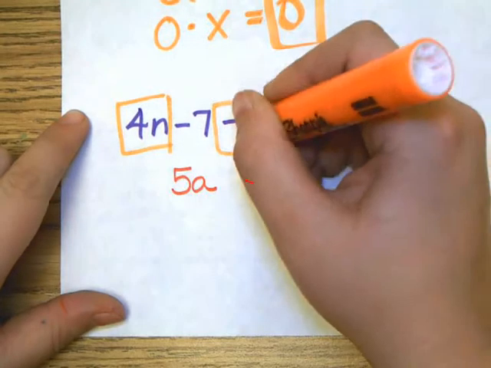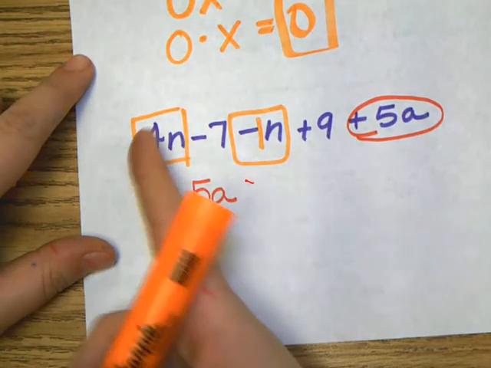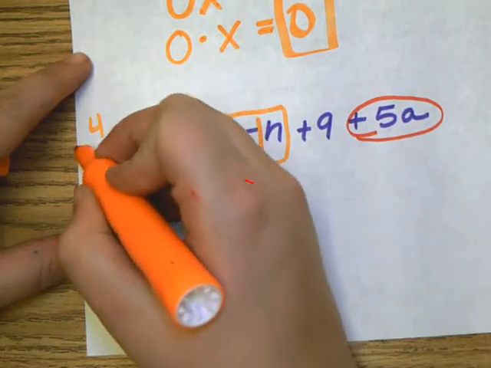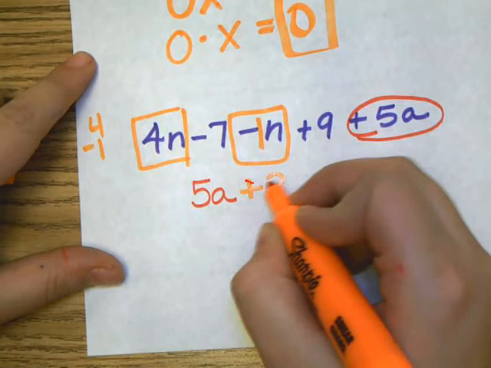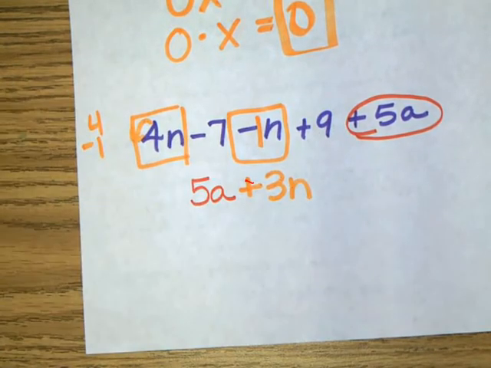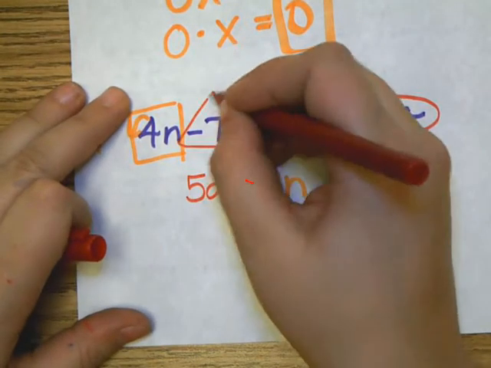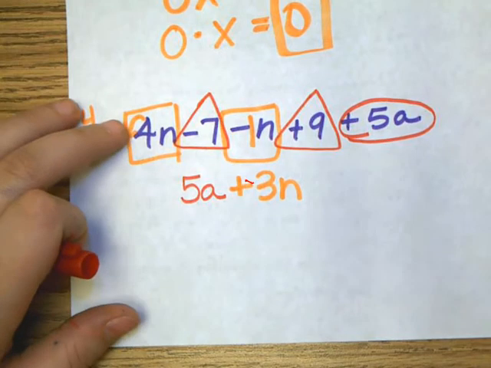Then I'm going to go with the n's, and I have a 4n here, and I have a negative 1n there. They're different. One's positive, one's negative, so we're going to subtract. 4 minus 1 is positive 3n, because 4 is bigger and it's positive if you look in front of it.